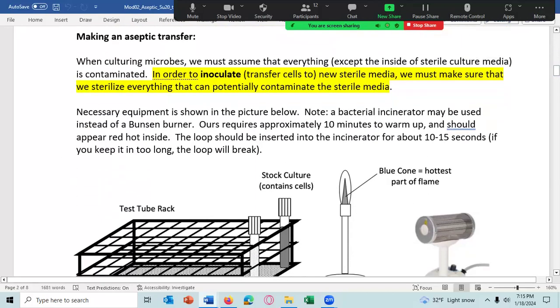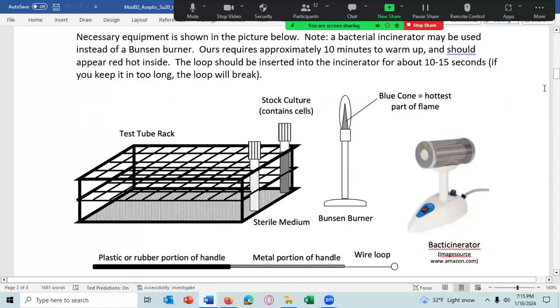In order to inoculate new sterile media, that means transfer cells into it, we must make sure that everything around us is sterilized and all of our tools are sterilized. So obviously only inoculate media that is sterilized, only use a stock culture. Excuse me, there's the stock culture, there's the media. That's sterile, meaning you don't have an unsterile stock culture. And then your tool, the wire loop, should be sterilized before use.